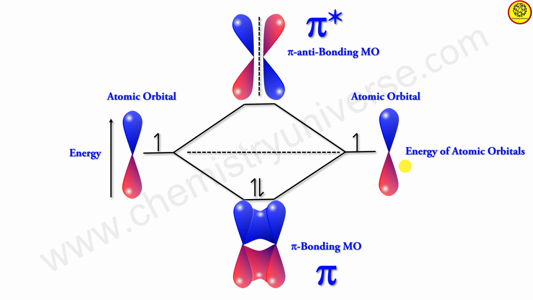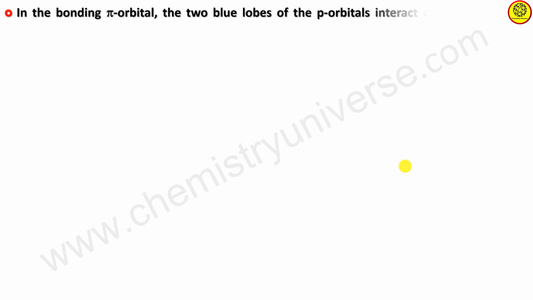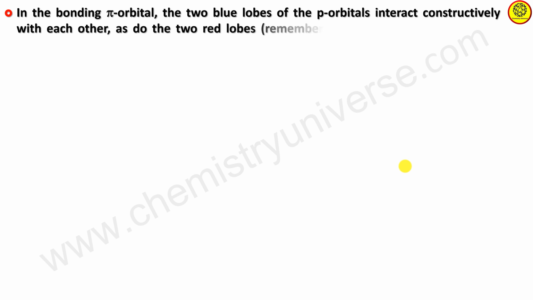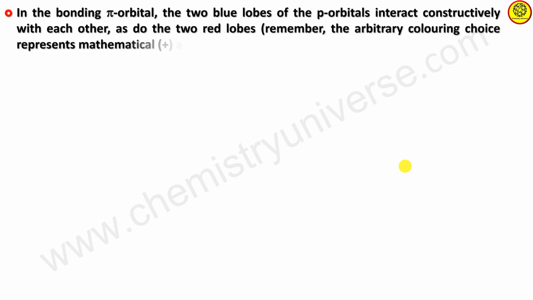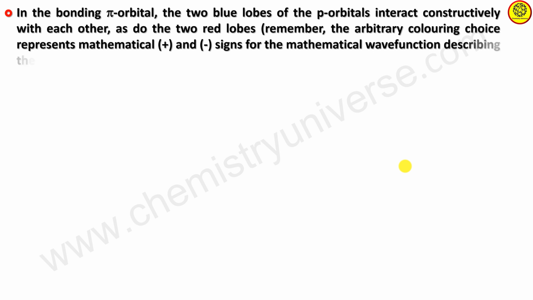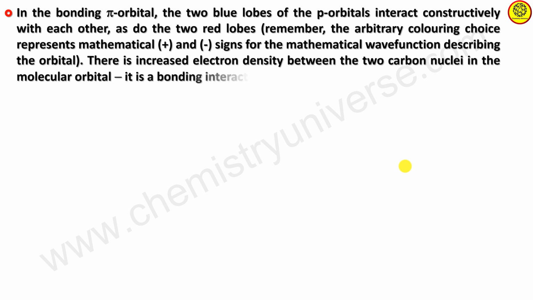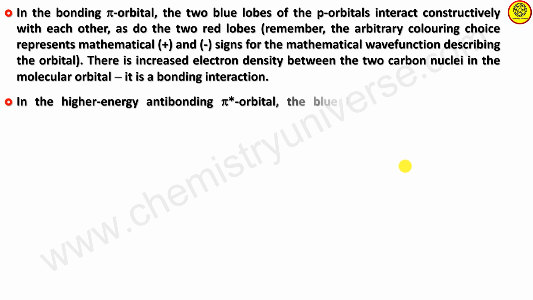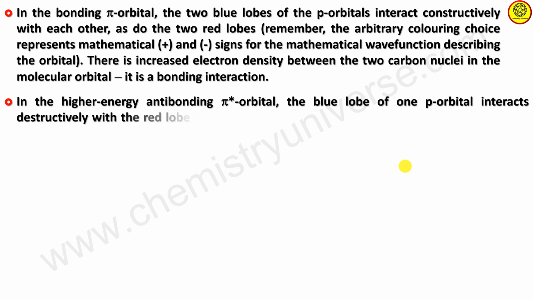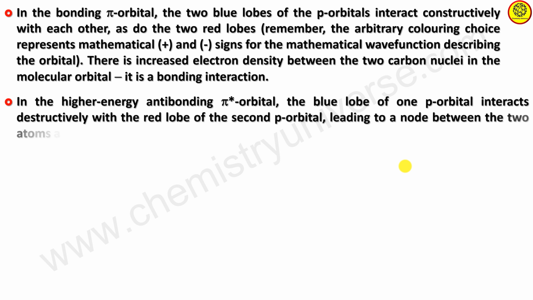So in the bonding pi orbital, the two blue lobes of the p orbitals interact constructively with each other, as do the two red lobes. And remember, the color is arbitrarily chosen for plus and minus. There is an increased electron density between the two carbon nuclei in the molecular orbital. It is the bonding interaction. In the high energy anti-bonding pi star, the blue lobe of one p orbital interacts destructively with the red lobe of the second p orbital, leading to a node between the two atoms and overall repulsion between the carbons.